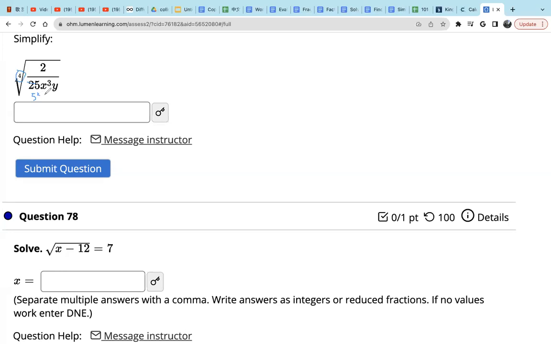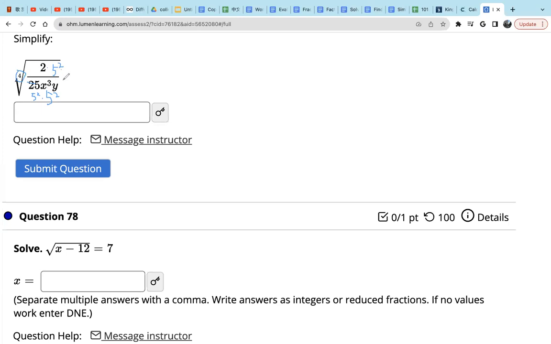Then we're missing another 5 squared. So we want to make 5 raised to the 4th, right? So we have to multiply 5 squared in the denominator. Then we have to do the same in the numerator, multiply by 2 times 5 squared, because we can only multiply by 1.